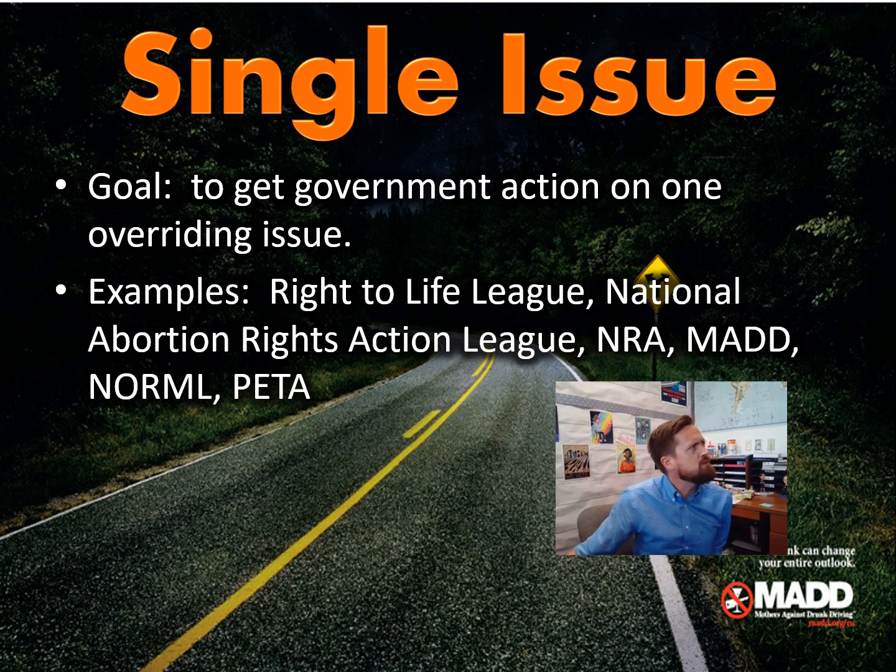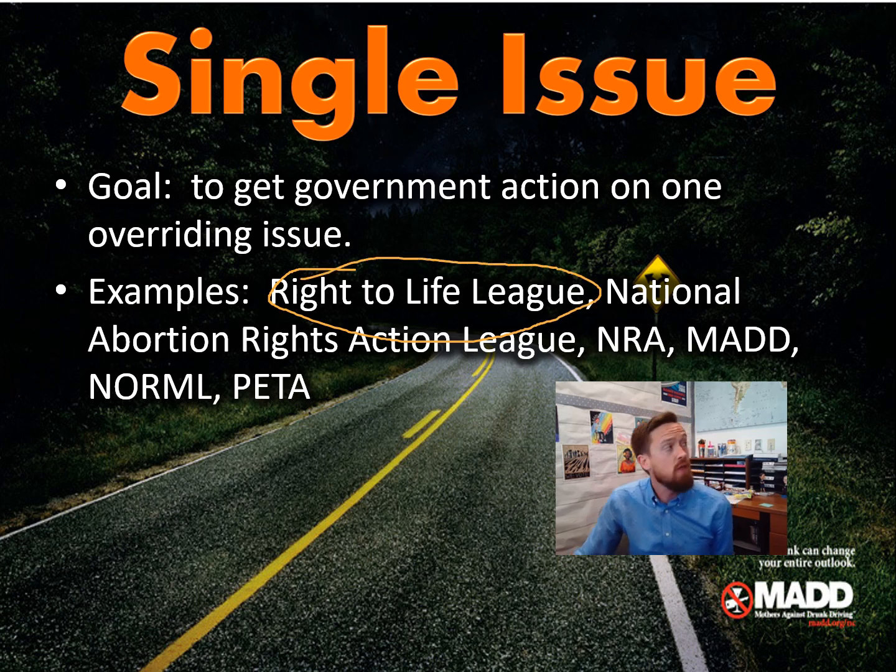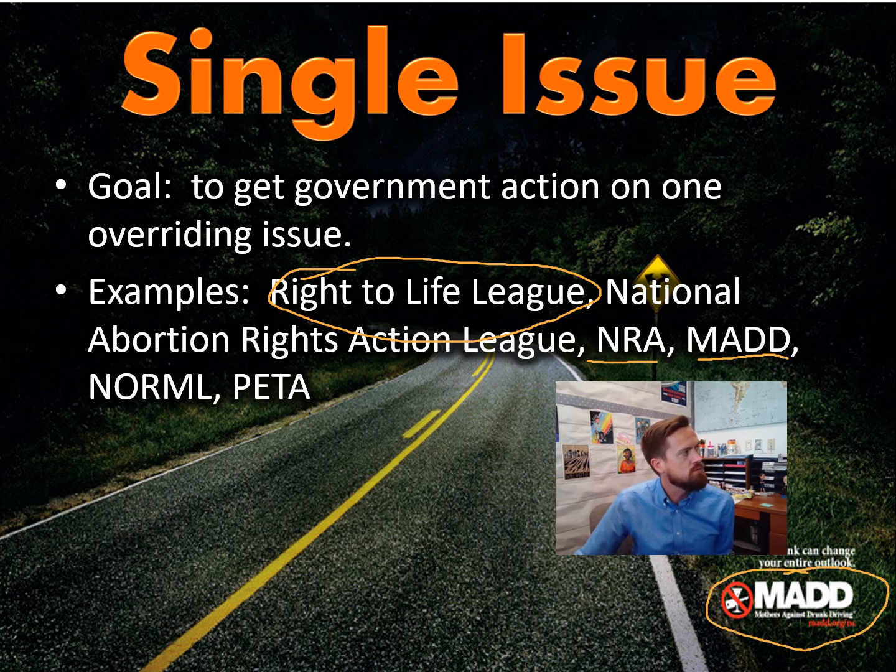So let's look at some examples. The Right to Life League, what do you think they care about? Life. What does that mean, though? Pro-life, anti-abortion, and then the National Abortion Rights Action League. The NRA, I think we know. Mothers Against Drunk Driving, I remember that group from when I was in elementary school. And then how about NORML? I think it stands for the National Organization for Reforming Marijuana Laws. So they're pro-marijuana. And then PETA, which is an animal rights group.